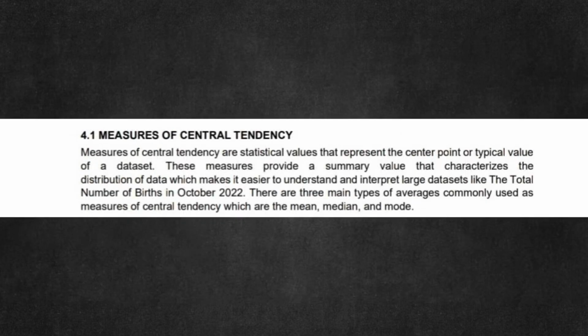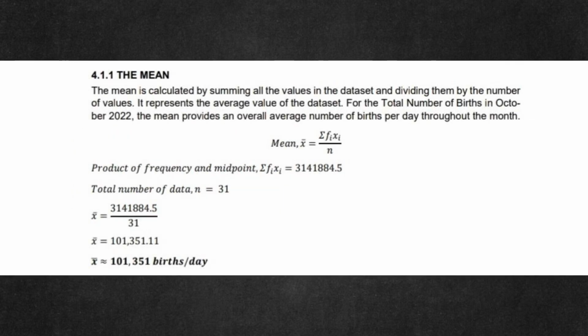For 4.1, measures of central tendency. Measures of central tendency are statistical values that represent the central point or typical value of a data set. These measures provide a summary value that characterizes the distribution of data, which makes it easier to understand and interpret large data sets like the total number of births in October 2022. There are three main types of average commonly used as measures of central tendency, which are the mean, median, and mode.